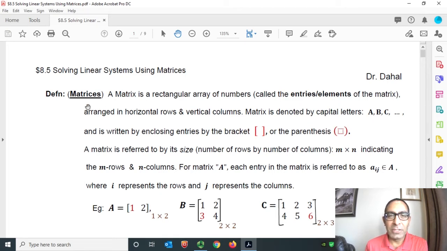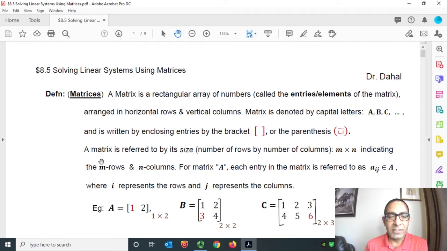First, let me give you a definition of matrix. A matrix is a rectangular array of numbers. The numbers are called entries or elements of the matrix, arranged in horizontal rows and vertical columns. A matrix is denoted by capital letters and is written by enclosing entries by brackets or parentheses.